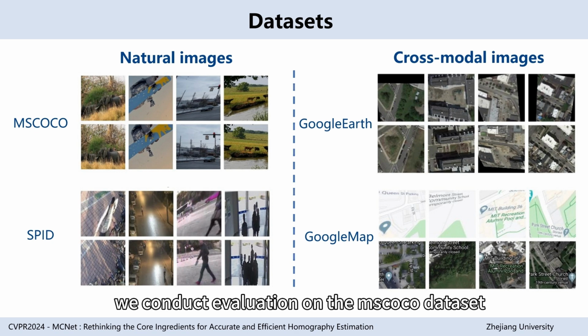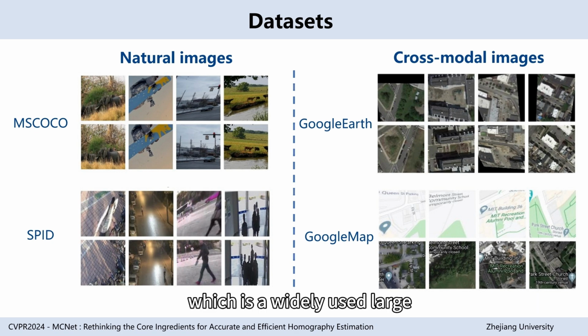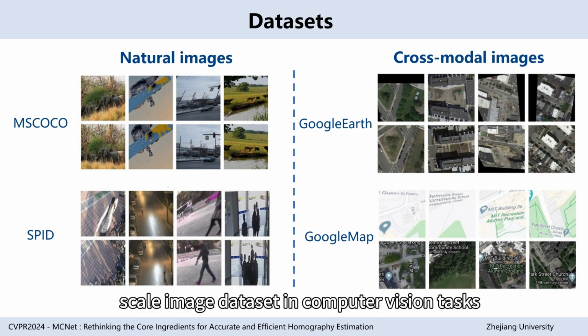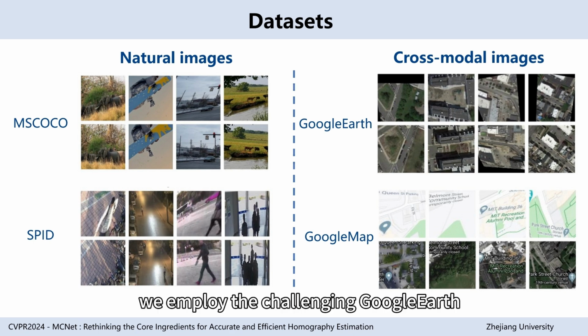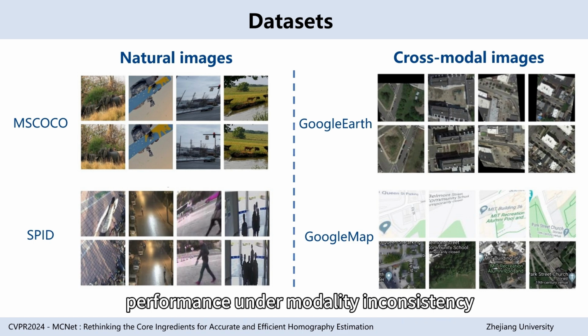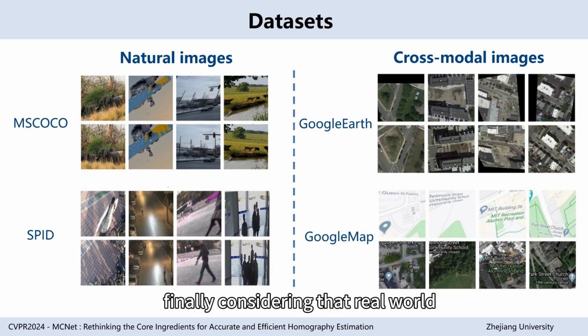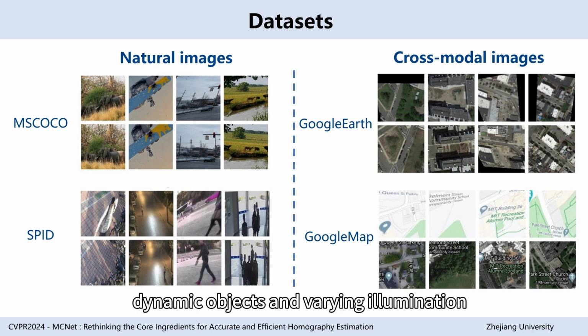We conduct evaluation on the MCOCO dataset, which is a widely used large-scale image dataset in computer vision tasks. And then, driven by the practical requirements for navigation and localization, we employ the challenging Google Earth and Google Map datasets to evaluate the performance under modality inconsistency. Finally, considering that real-world scenes commonly exhibit foreground occlusions that do not accord with the assumptions of homography, we conduct an evaluation on the SPID surveillance dataset, which contains dynamic objects and varying illumination.